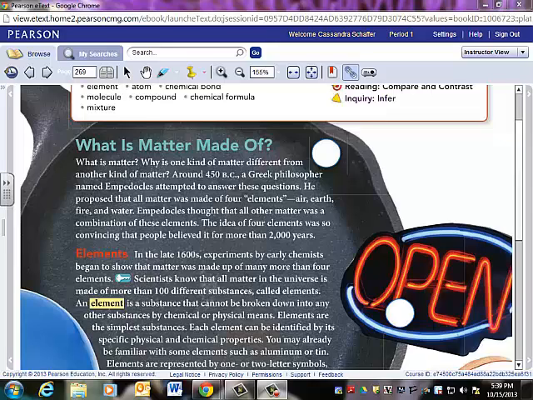What is matter? Why is one kind of matter different from another kind of matter? Around 450 BC, a Greek philosopher named Empedocles attempted to answer these questions. He proposed that all matter was made of four elements: air, earth, fire, and water. Empedocles thought that all other matter was a combination of these elements. The idea of four elements was so convincing that people believed it for more than 2,000 years.